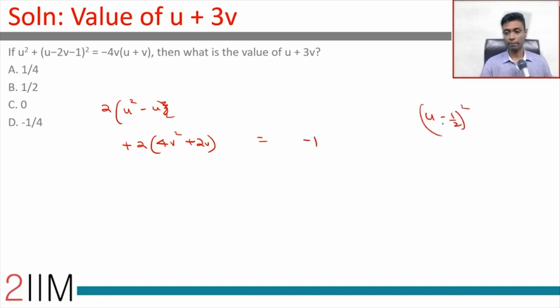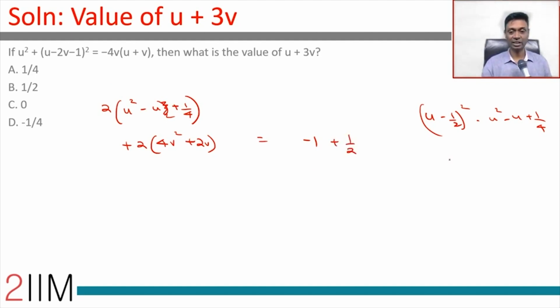U square minus half into 2 into U, which becomes U. So this is U square minus U plus 1 by 4. So there is a plus 1 by 4 sitting inside. Then this becomes a nice square. I'm adding 1 by 4, so I should add 1 by 4 this side as well. It's not just 1 by 4, it's 1 by 4 into 2. I'm adding that 1 by 2 here.